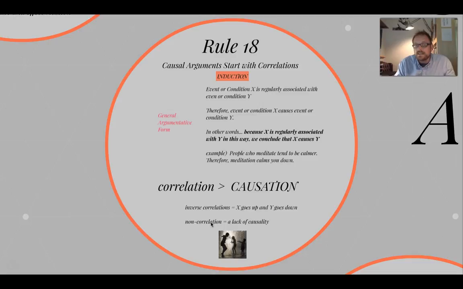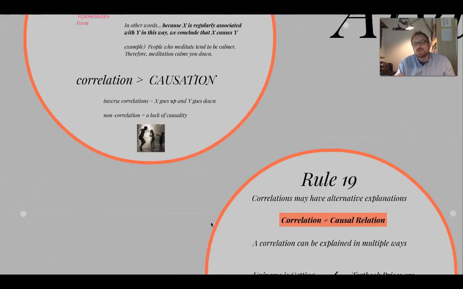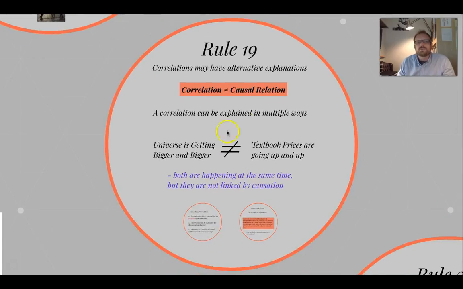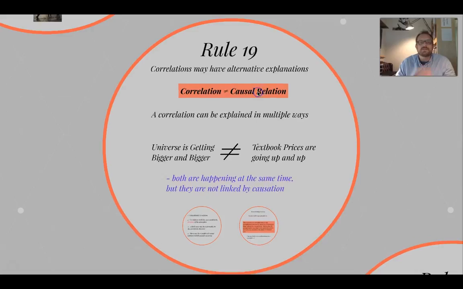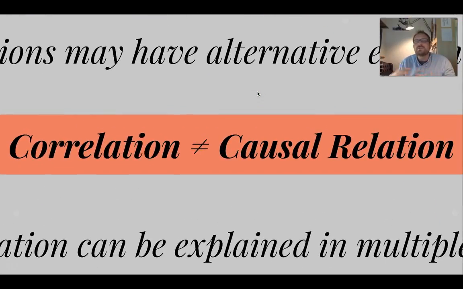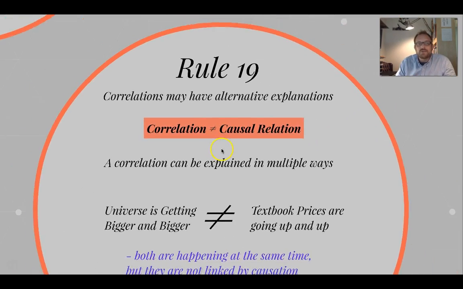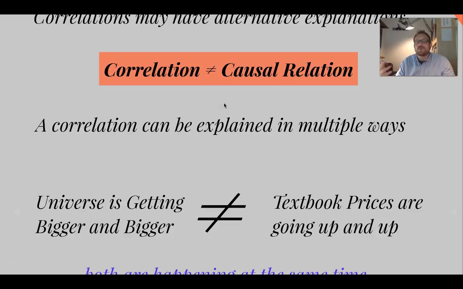So, Rule 18, causal arguments start with correlations. So let's move here to Rule 19, and what we're going to look at here is the idea that correlations may have alternate explanations, right? So just because there is a correlation doesn't necessarily mean there's a causal relationship. So these two things are not equivalent, even though it looks like one generates the evidence for the other. They're not logically equivalent. And that's because there may be other reasons for why there's certain correlating effects.